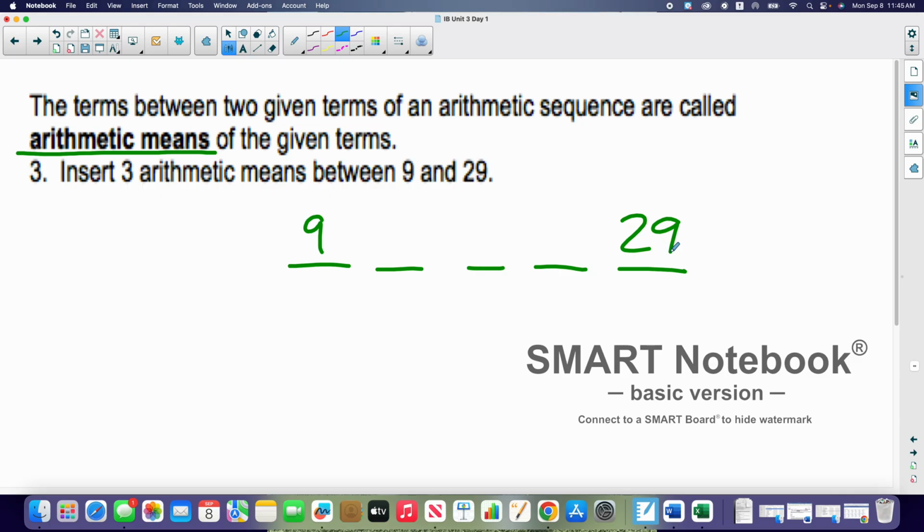Any thoughts on how we could start this by plugging in the arithmetic means? Yes, sir? You can find the average of 9 and 29 and put it in the middle. You could find the average of that. Yeah, you can, because that is talking about means.